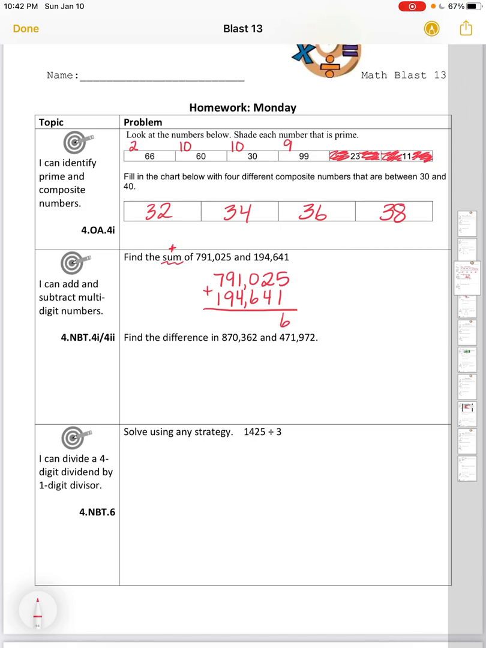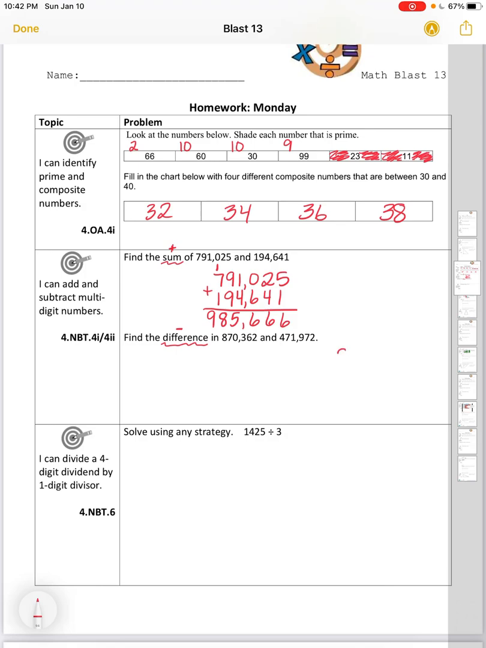So I have 6 ones, 6 tens, 6 hundreds, 5 thousands, 18 10,000s. I'll leave 8 of the 10,000s. I'll bundle 10 of those 10,000s and make it into a greater unit of 100,000. And now I'm left with 9 100,000s. So my sum is 985,666. Find the difference. The difference is the answer to a subtraction problem.